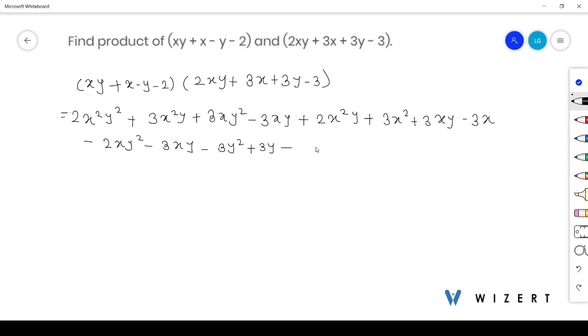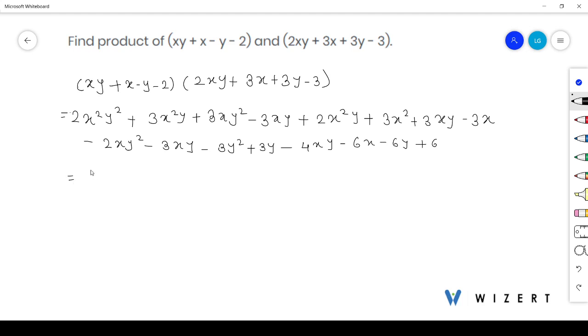Then multiply with minus 2. So there will be minus 4xy minus 6x minus 6y plus 6.